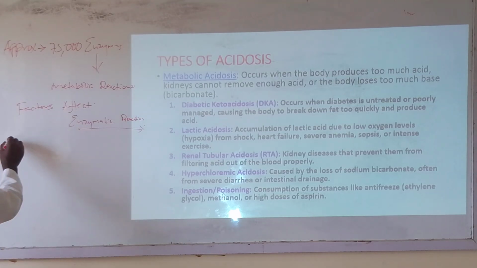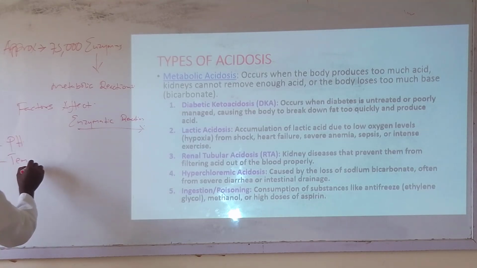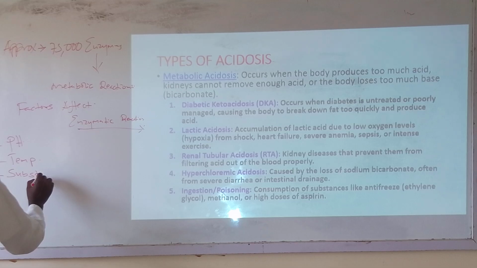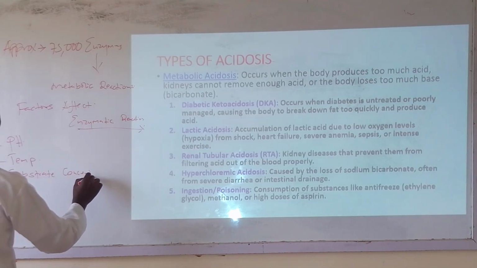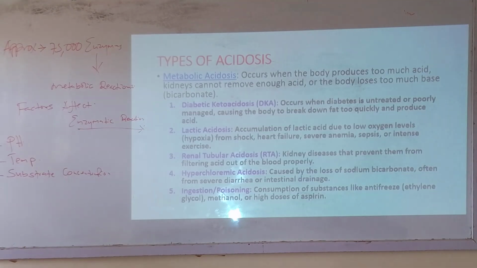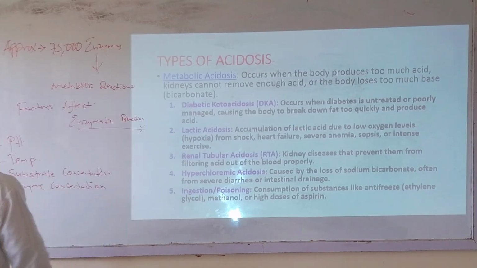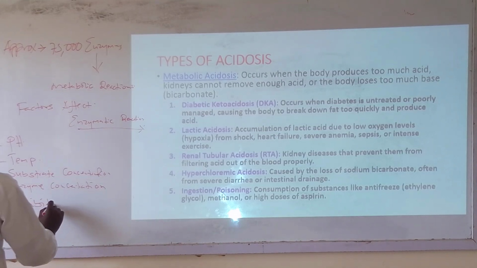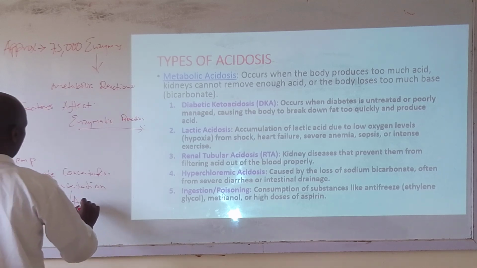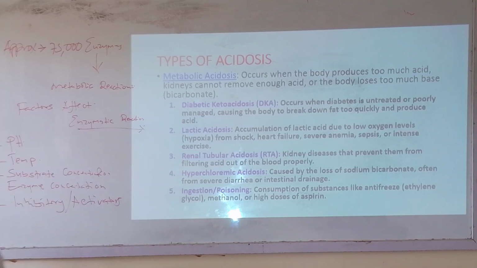One of these factors is pH. Another factor is temperature. Another factor is substrate concentration. Another factor can be even enzyme concentration. So we are talking of inhibitors and also activators of enzymatic reactions. So we are concerned with pH.